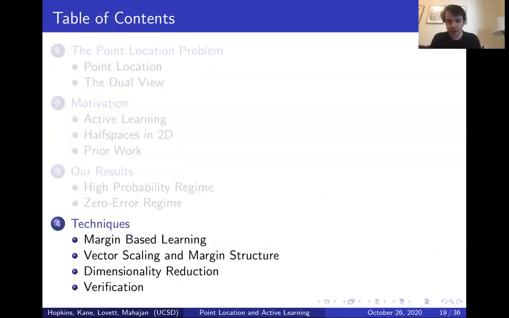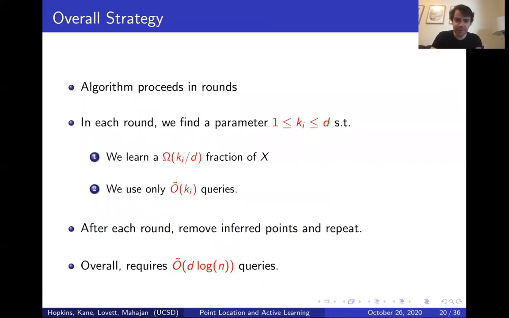Okay, so for the rest of the talk, I want to get into what the actual techniques and what our actual algorithm is for point location. Our algorithm proceeds in rounds. I'm going to give an overview of the simple structure. In each round, we're going to find a parameter k where we can learn a k over d fraction of our points by using only O of k queries. The key idea here is that we're going to couple the number of points that we learn to the number of queries that we make in each round.